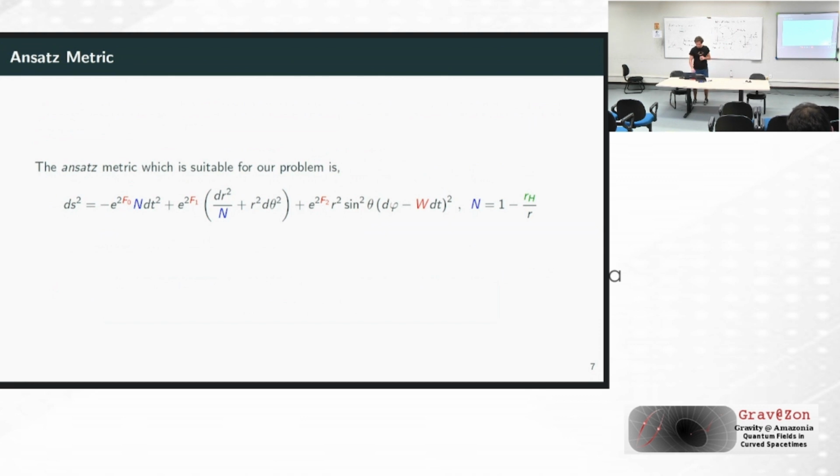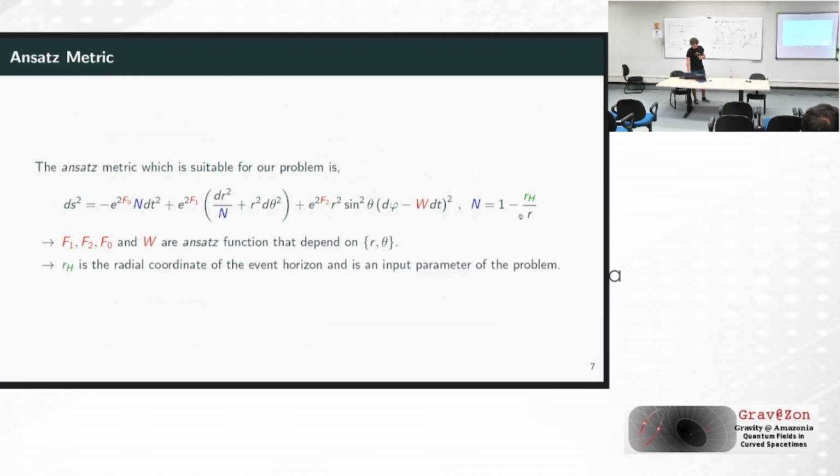The usual ansatz that we use is of this form. Here, in red, we have the ansatz functions, F0, F1, F2, and W. We have 4 ansatz functions in this case. Then we also have this n, which is just a function that is found here on the right. And then we also have this RH, in green, which will be an input parameter of the problem. This RH is just the radial coordinate of the event horizon.